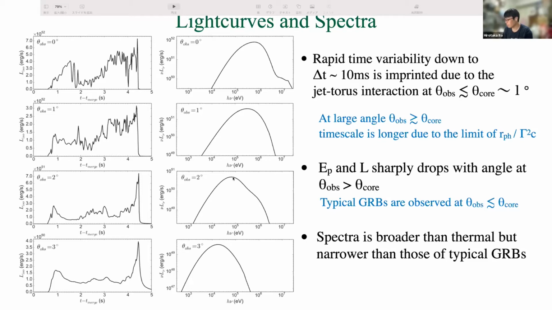The spectral shapes are, as in the long GRBs, broader than the thermal shape, but still narrower than typical observations. We also find that the viewing angle dependence is similar to the long GRB case, which shows a sharp decline of spectral peak energy and luminosity beyond the core angle of the jet.